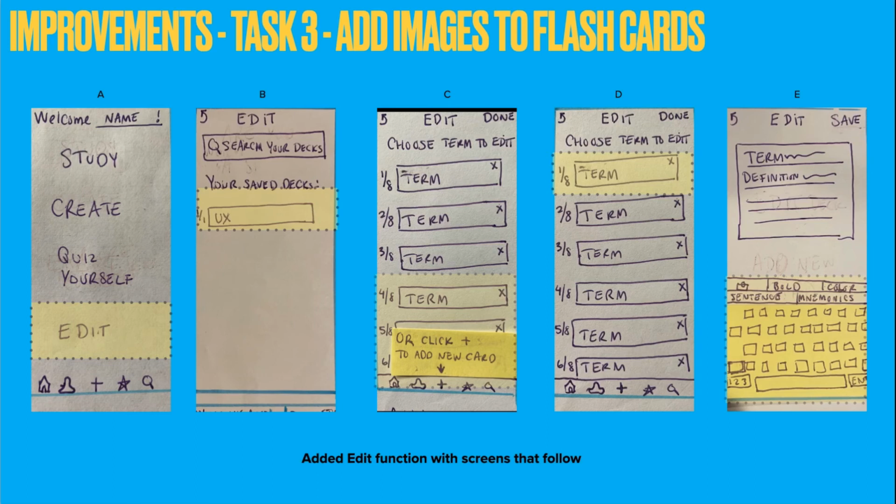After the user taps a term, they will have the ability to make the changes to the card as shown in wireframe E. They can upload an image or make any other edits they wanted to make. When they think they're done, they can simply click save and the app will flow back to wireframe D.